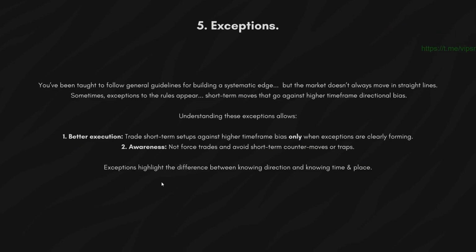But that is an example of an exception. In that case, because price has formed bullish price action for 4 days consecutively, on the fifth day you will avoid trading in the bullish direction as a whole, because you've built this awareness that price action does not move in the same direction for 5 consecutive days. That way you not only realize when to take a trade but also when not to take a trade. Exceptions basically highlight this difference between knowing direction and knowing time and place.